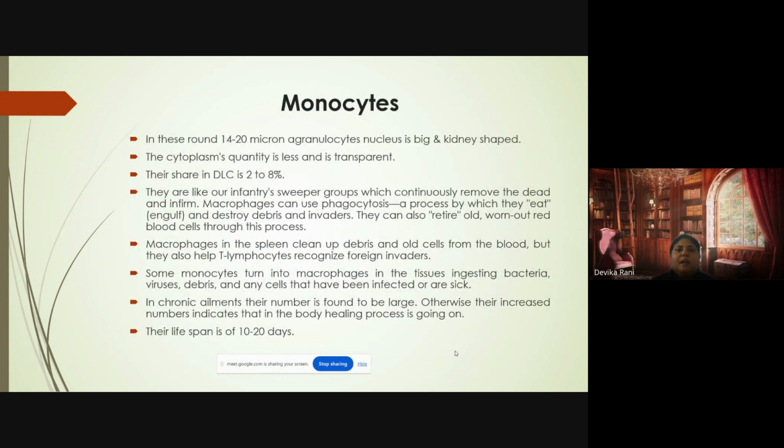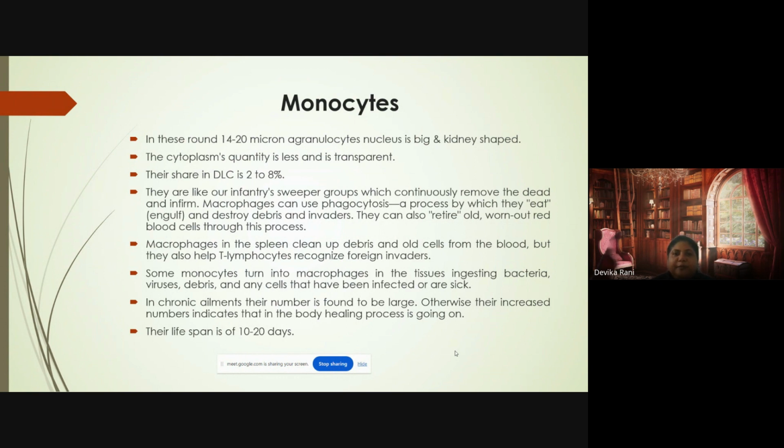Now we go to monocytes. These are agranulocytes. Their shape is round, 14 to 20 micron. The nucleus is big and kidney shaped. The cytoplasm's quantity is less and is transparent. Their share in the differential leukocyte count is 2 to 8%.